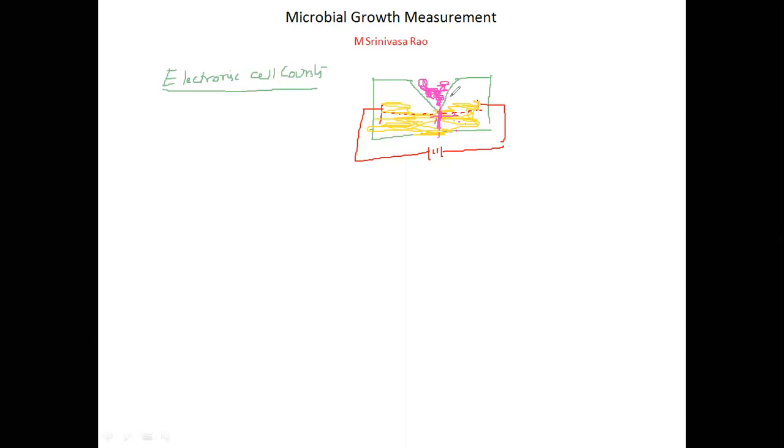some other components will also be noted which will stop the flow of current and resistance will be noted. But it is one of the techniques through which we can count the number of microbial cells. This is an electronic cell counter or Coulter counter method.